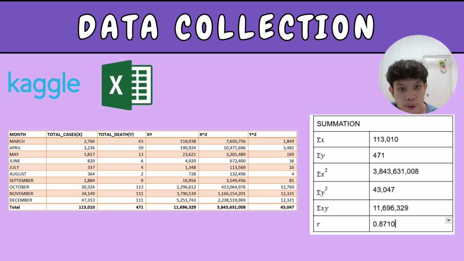Our team also used Excel to rearrange the data into its proper place. And as you can see, there is a summation table which includes the summation of x, summation of y, summation of x square, summation of y square and summation of x and y, and the value of r.